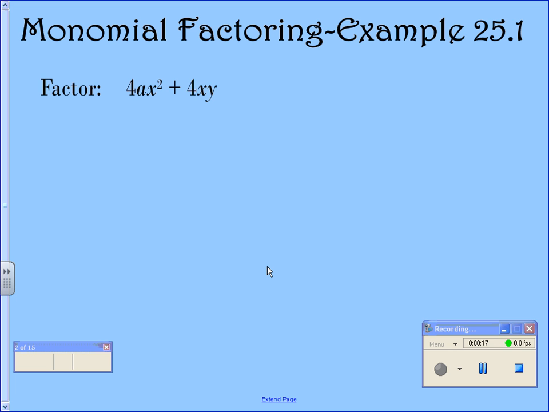This is what monomial factoring is. What can we factor from both terms? If you look here, they both have a 4. So we can pull out a what? A 4. And they both have 1x. What did we not pull out here? A and x plus y. Does that make sense?